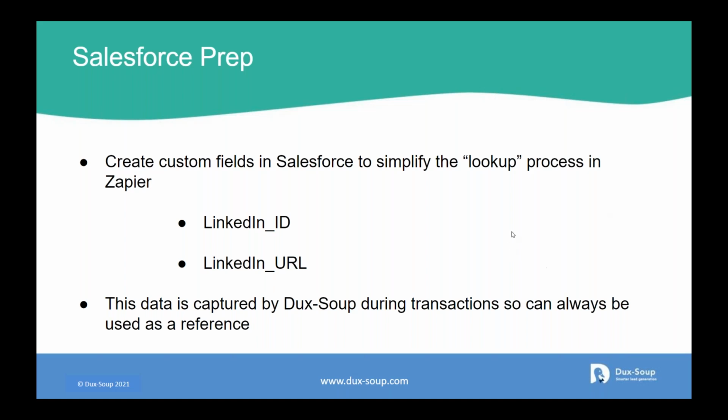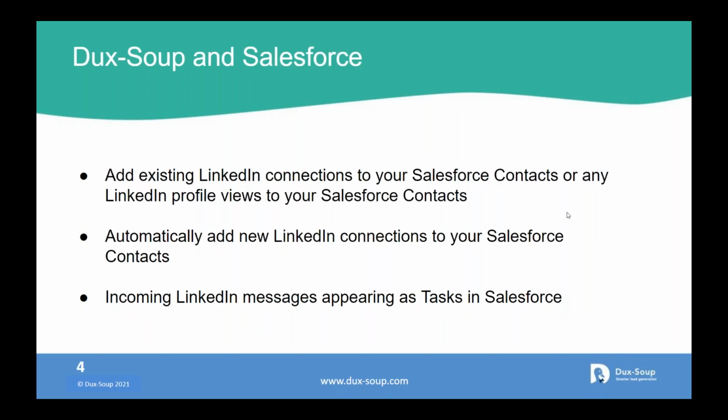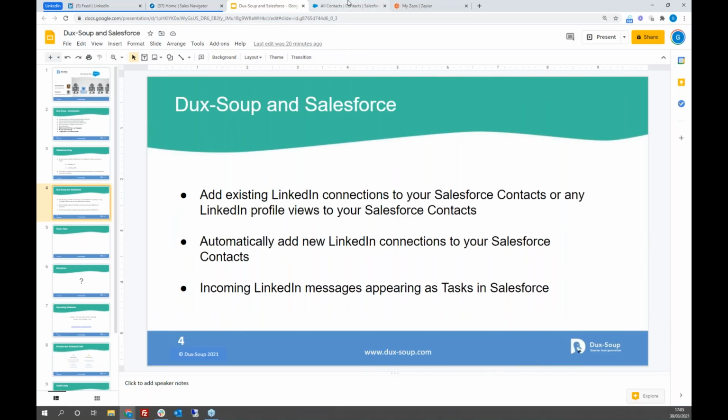What the three Zaps we're going to cover today will basically show you is how to add existing LinkedIn connections, first-degree connections, to your Salesforce contacts; any LinkedIn profile views that you carry out to your Salesforce contacts; how to automatically add new LinkedIn connections to your Salesforce contacts; and finally, how to have an incoming LinkedIn message appear as a task within your Salesforce environment. So very briefly, that's today's agenda. Let's get on with what we're actually going to try and do today.